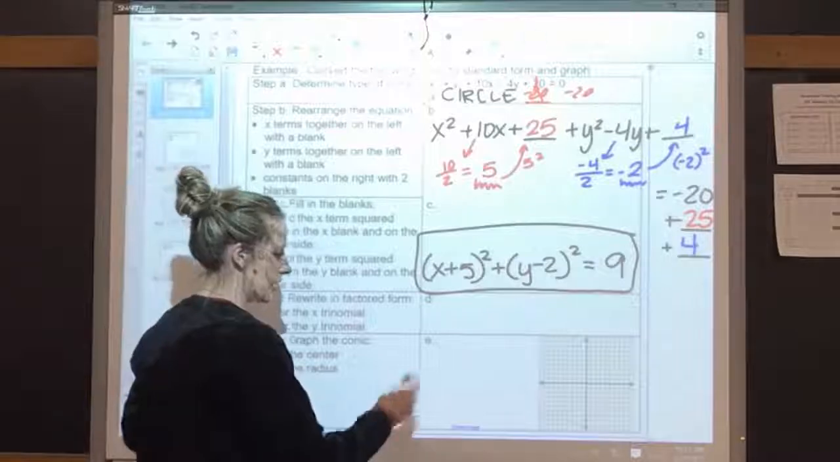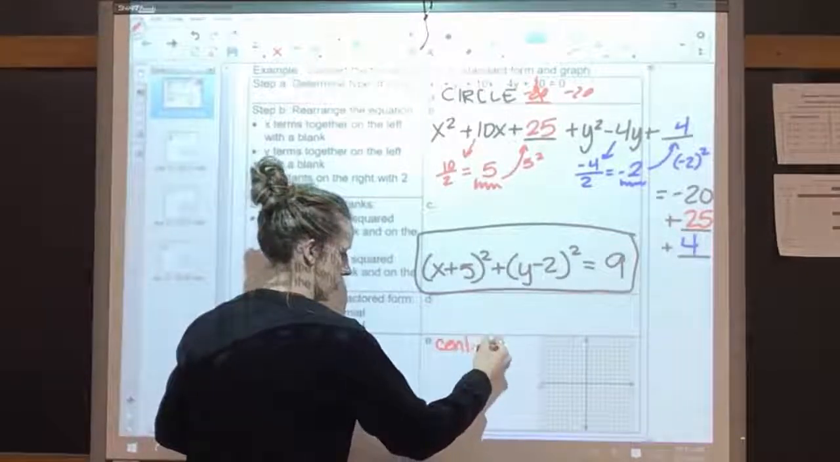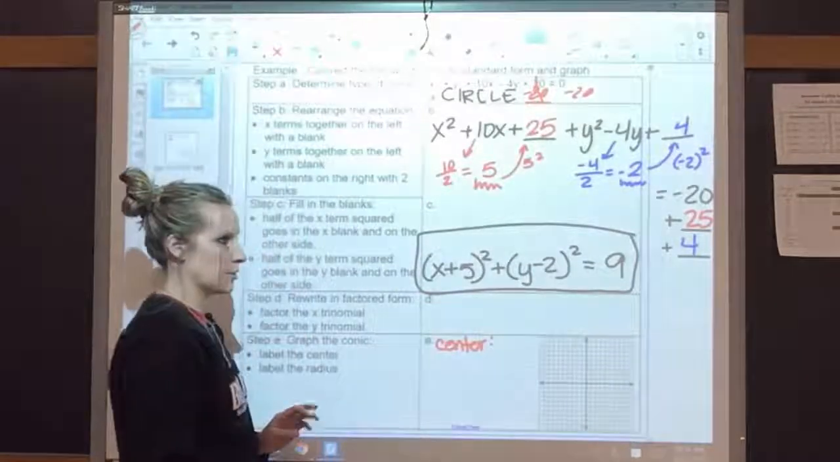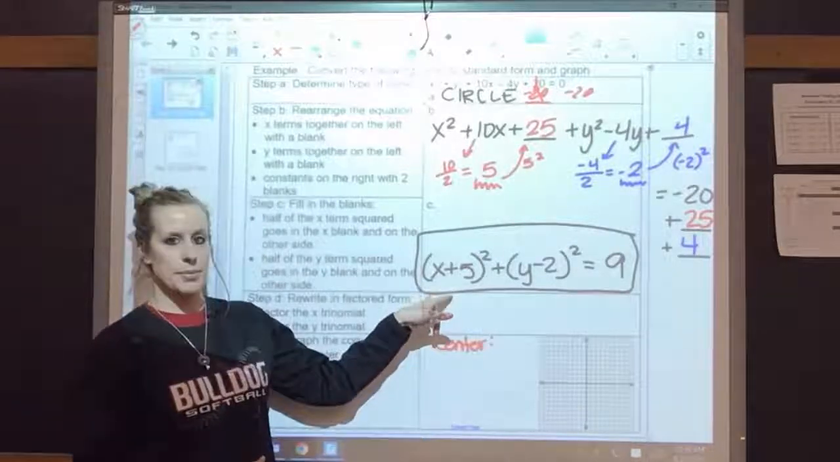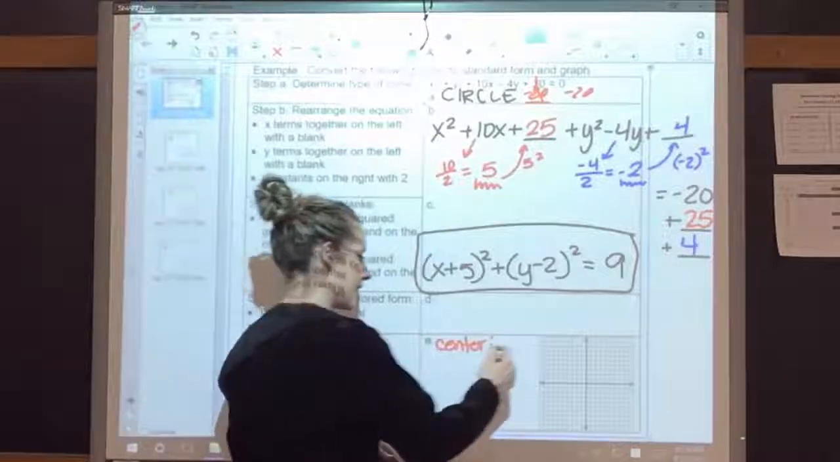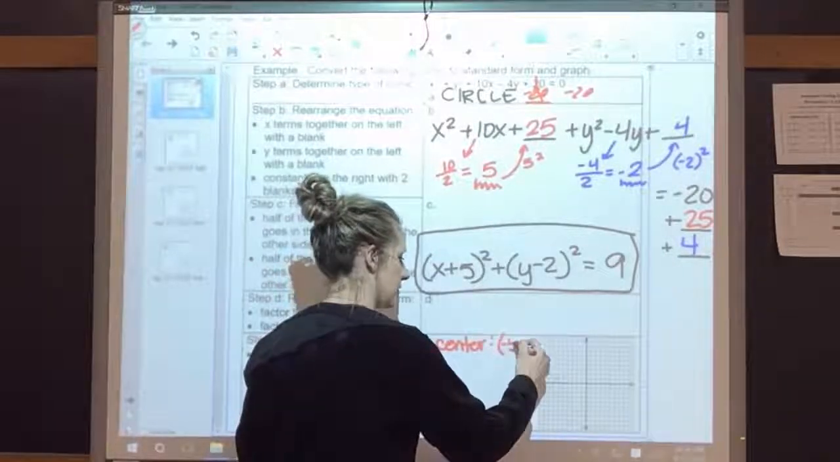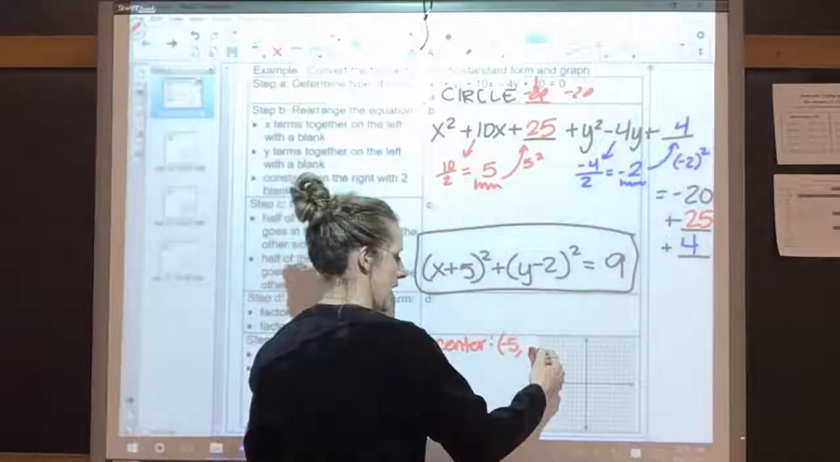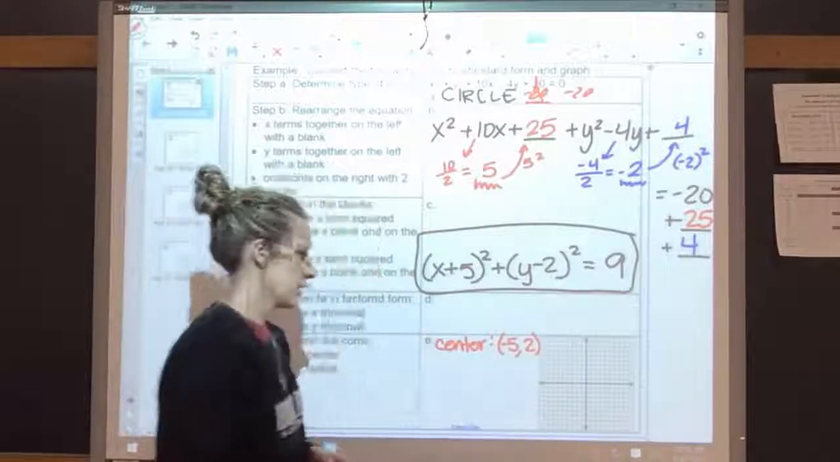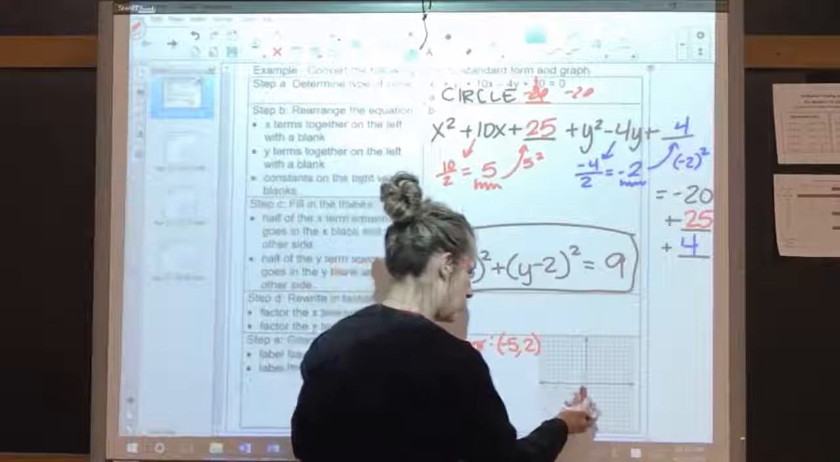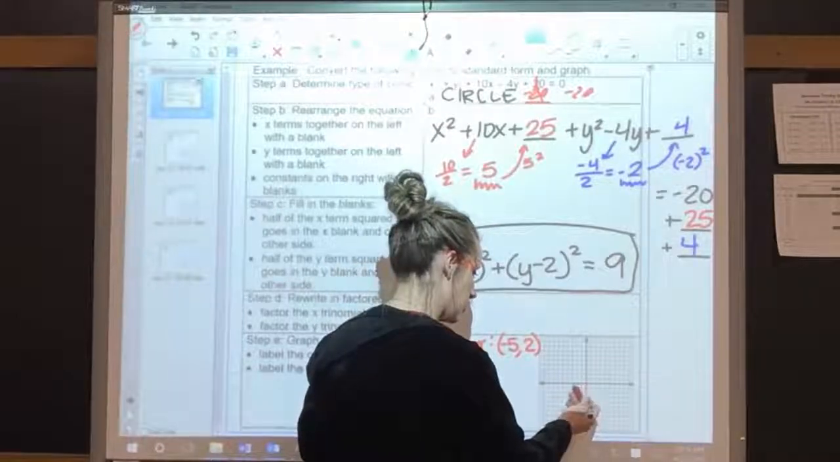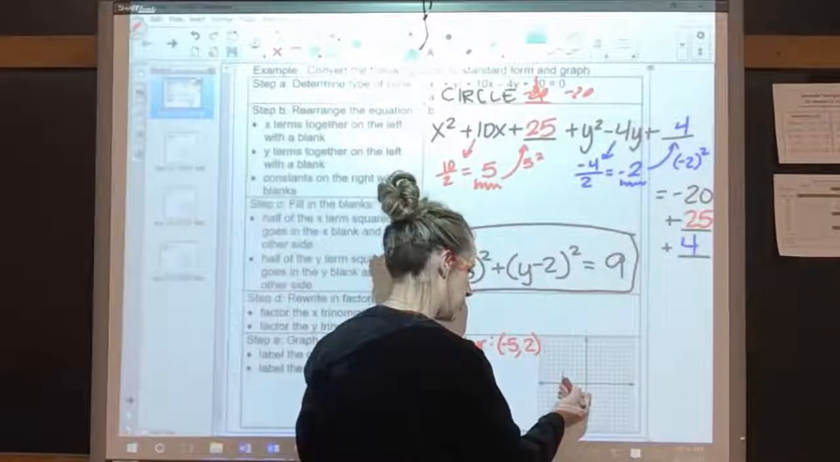Okay, so our center, remember from yesterday and last week, our center is going to be the opposite. So we're going to take the opposite of our x, so negative 5, and the opposite of our y, so positive 2. Okay, so our center is the point negative 5, 2. And you can go ahead and plot that point.